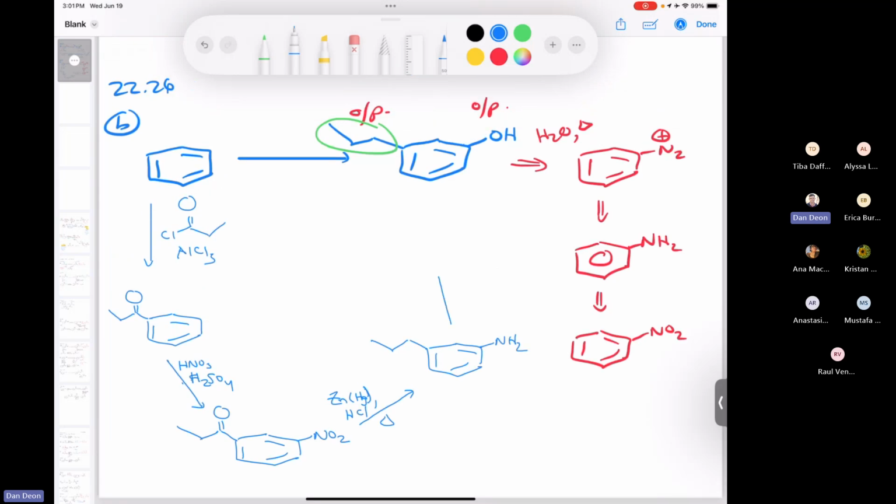So to do that, we're going to treat the compound with sodium nitrite and HCl, and that gives us the diazonium ion. I'm kind of running out of space here. These are long syntheses. So now I have the diazonium ion, and for the last step, all I have to do is treat it with water and heat it up. All right, so a little bit of chapter 18 in this problem and a little bit of chapter 22 as well.